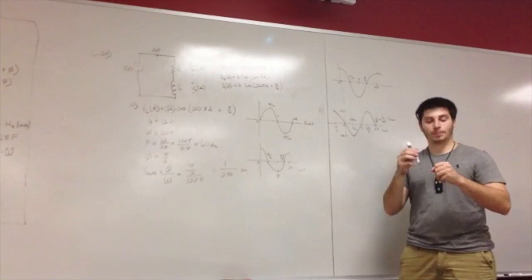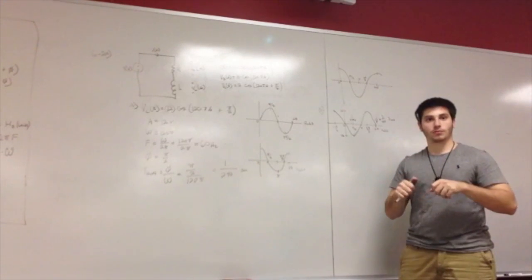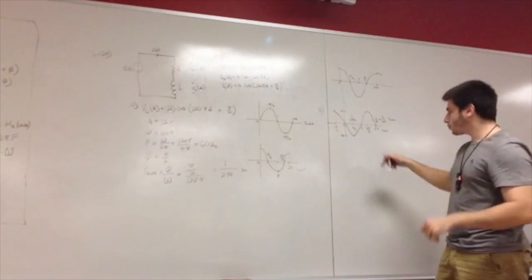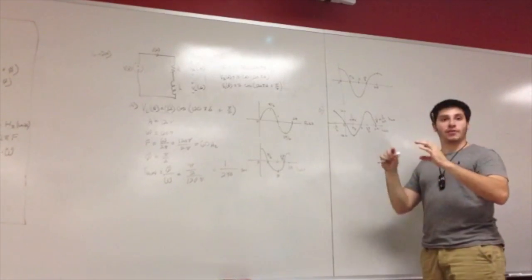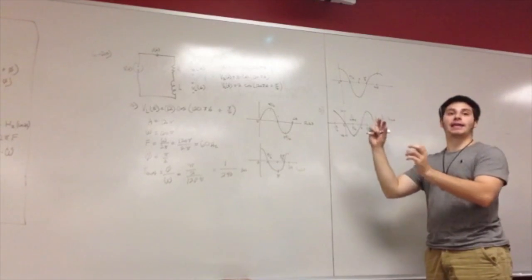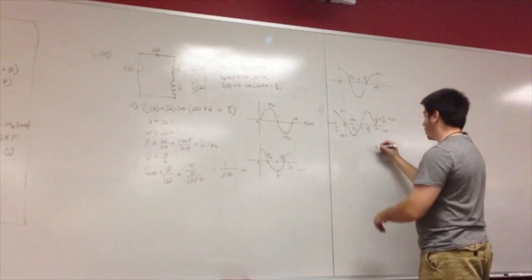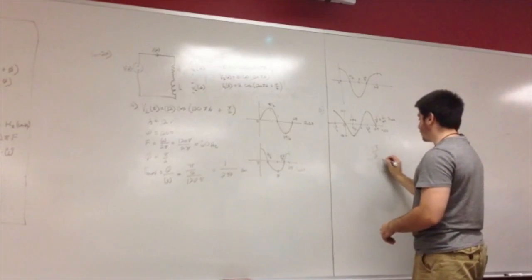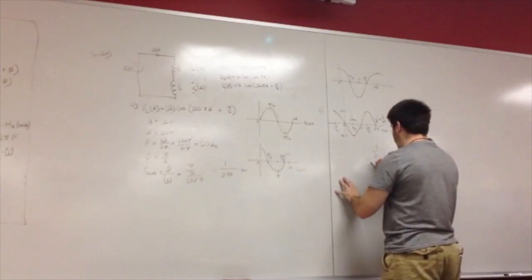How do you find the time again at a certain point? Like 3 pi over 2. At 3 pi over 2, we just take that point in radians and divide our radians by our angular frequency. So it would be 3 pi over 2 divided by 120 pi.